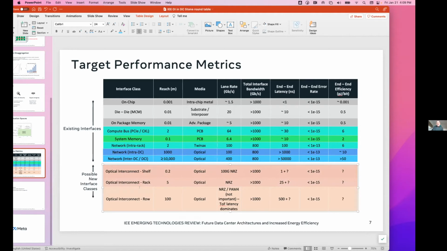Well, today, what's shipping, VCSELs are the most energy efficient right now. Everybody talks a good game, but right now in volume, the VCSEL is the most energy efficient.